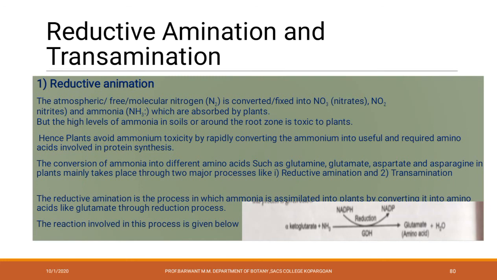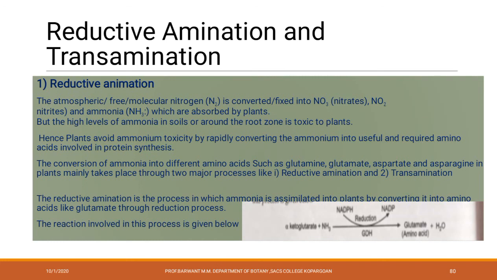Good morning, students. In a previous video, we have seen the nitrification and the ammonification. In this video, we are going to see reductive amination and transamination. Okay, let's go.